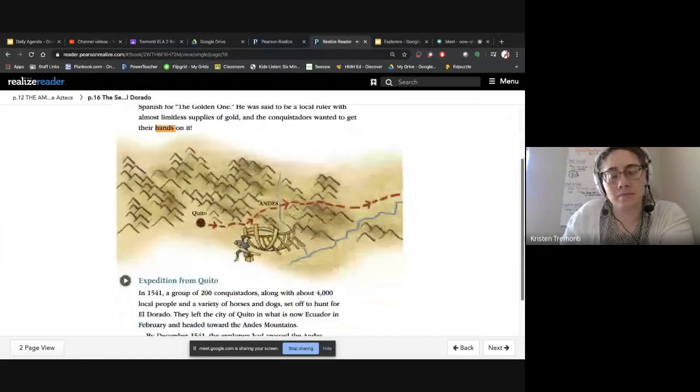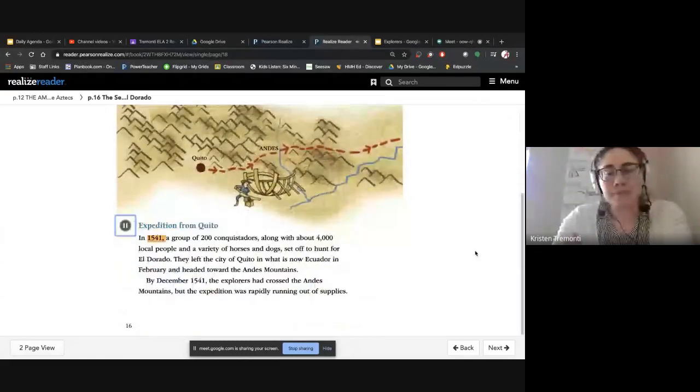Expedition from Quito. In 1541, a group of 200 conquistadors, along with about 4,000 local people, and a variety of horses and dogs, set off to hunt for El Dorado. They left the city of Quito, in what is now Ecuador, in February, and headed toward the Andes Mountains. By December 1541, the explorers had crossed the Andes Mountains, but the expedition was rapidly running out of supplies.